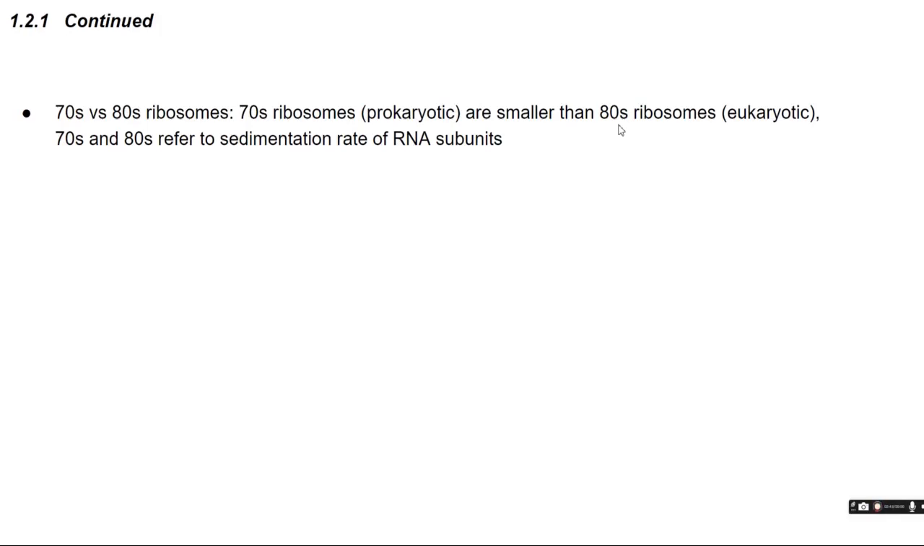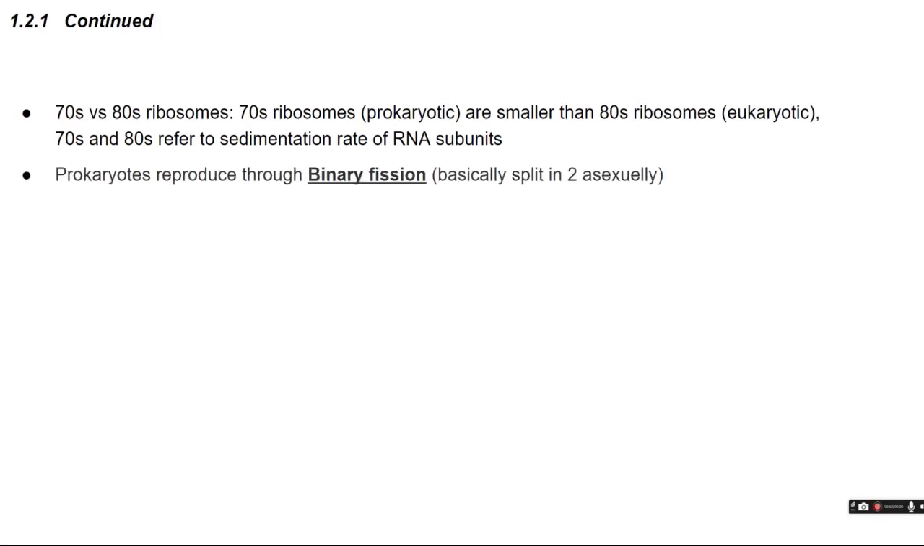And then, 70S and 80S ribosomes are different. 70S is in prokaryotes, and they're smaller than the 80S ribosomes that are in eukaryotes. And so we know that ribosomes are what produce protein.